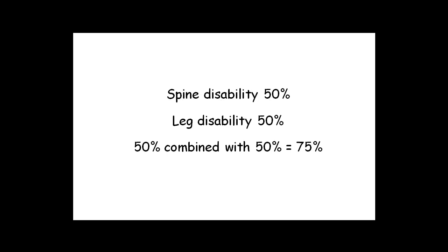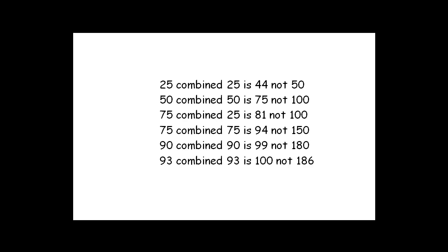Disabilities are not added, they are combined. Combining is the process of obtaining one final percentage number for a rating. Combining is not the same as addition. 50% combined with 50% is 75%. Here are some examples to give you an idea of how combining works.